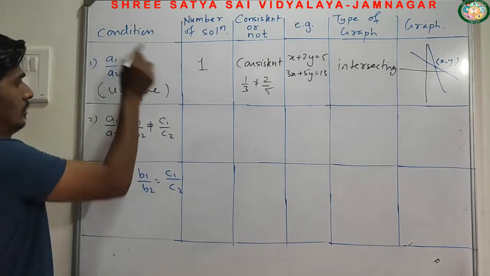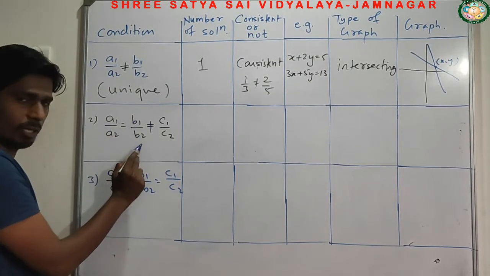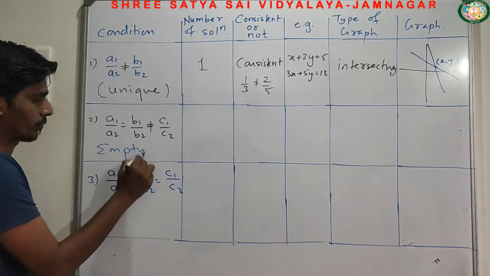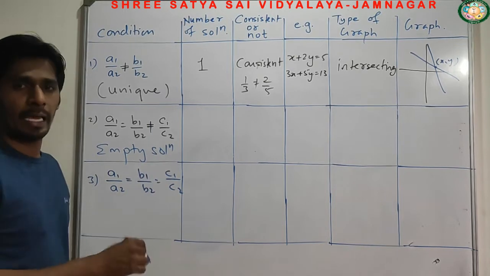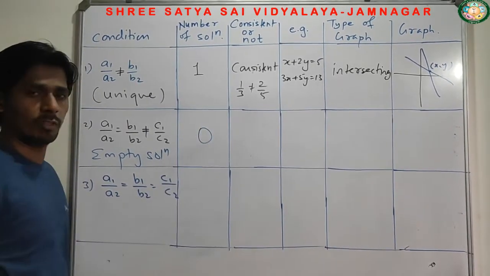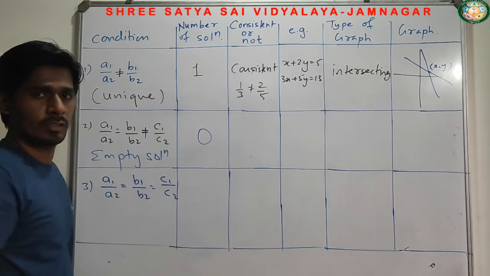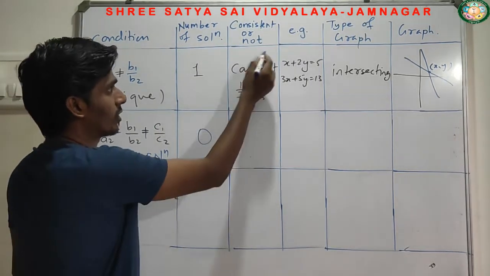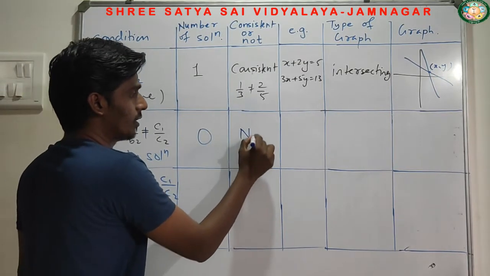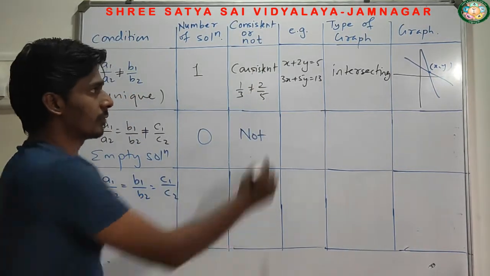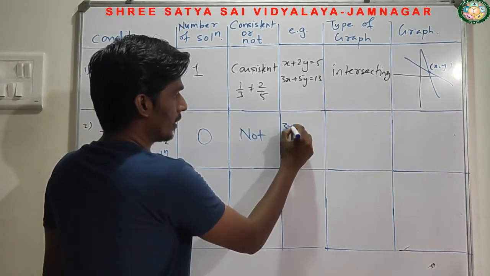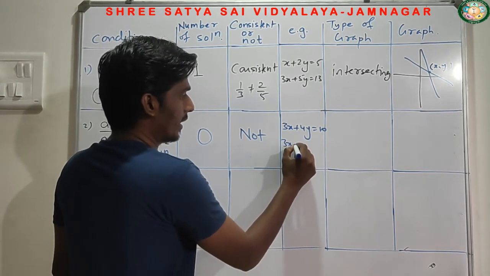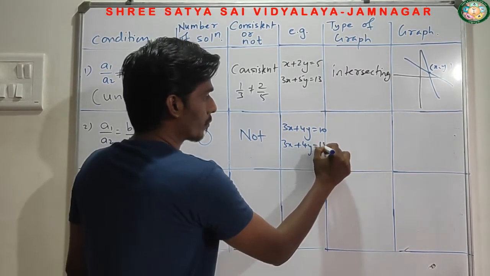Second condition is A1 upon A2 equals B1 upon B2 is not equal to C1 upon C2. This is for what? Empty solution. Empty means no solution, means the number of solutions is 0. Means no value of x and y is possible. So this is what? It's not consistent. Example for this one: 3x plus 4y equals 10, 3x plus 4y equals 15.